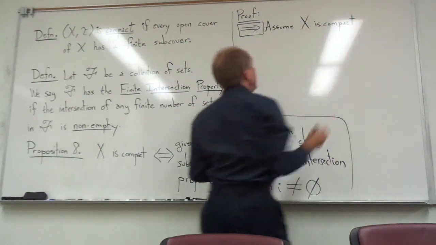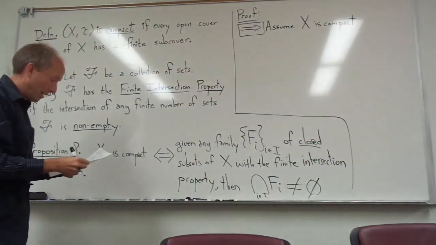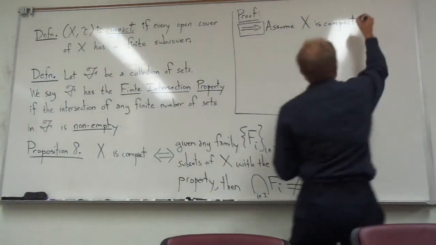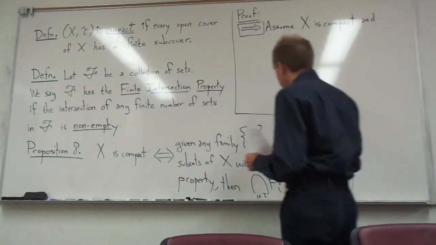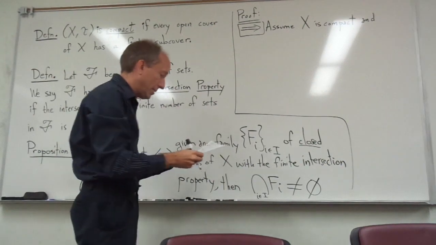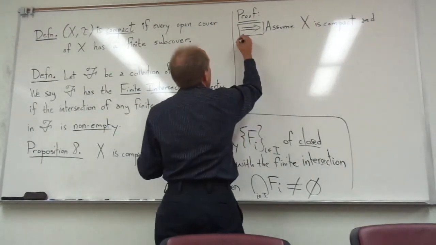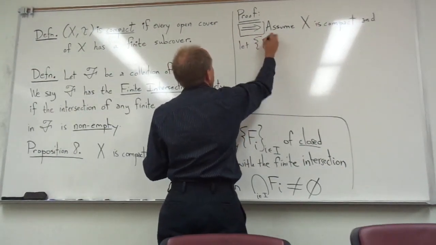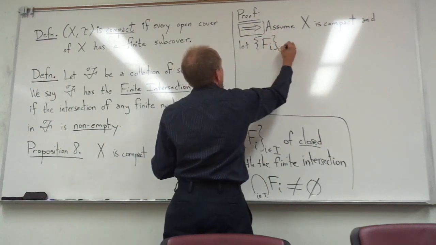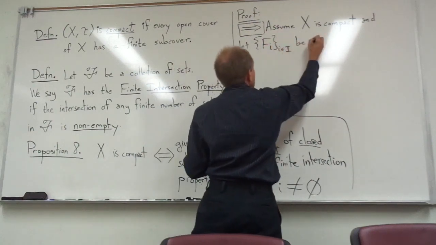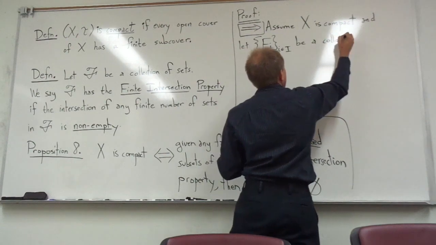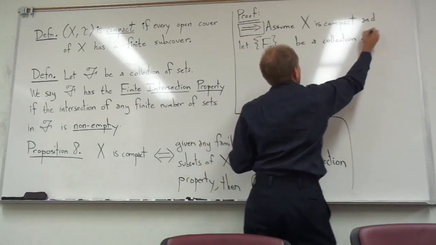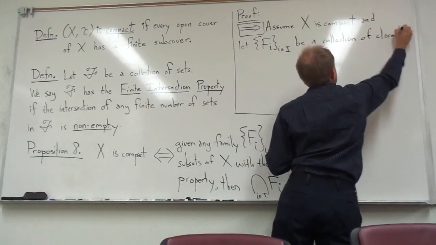All right, we'll assume that every open cover has a finite subcover. And I'm going to take a family of closed subsets of X. Okay, so let the set of F sub I, where I is in capital I, be a collection of closed sets.